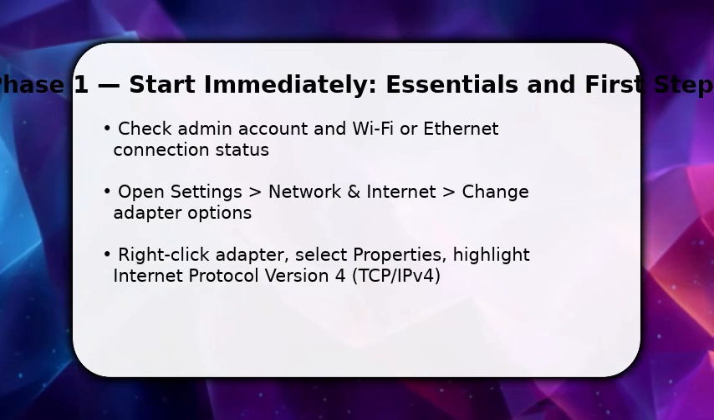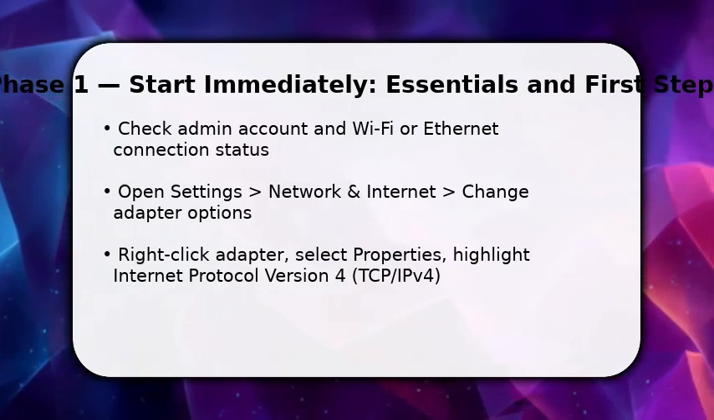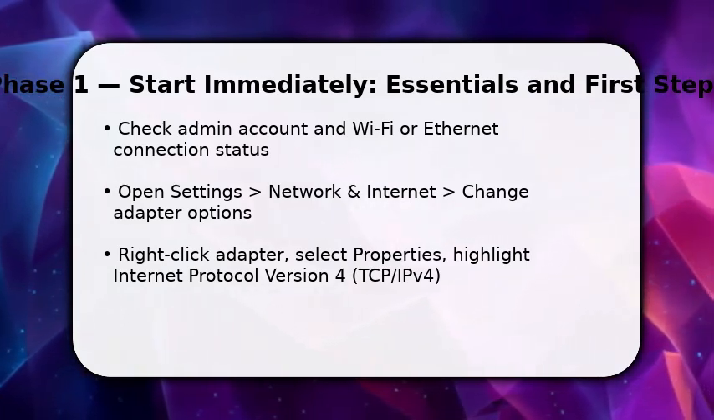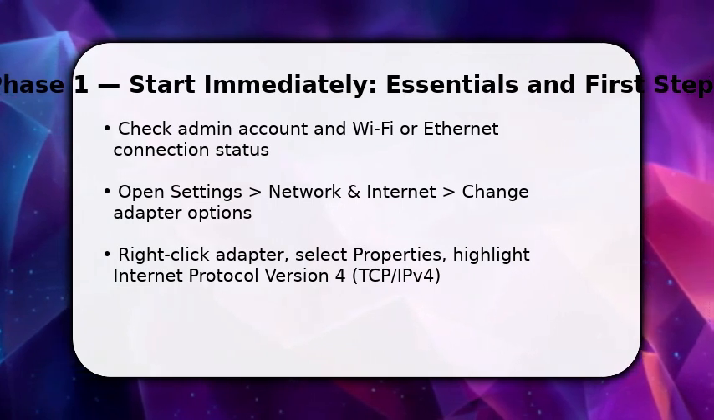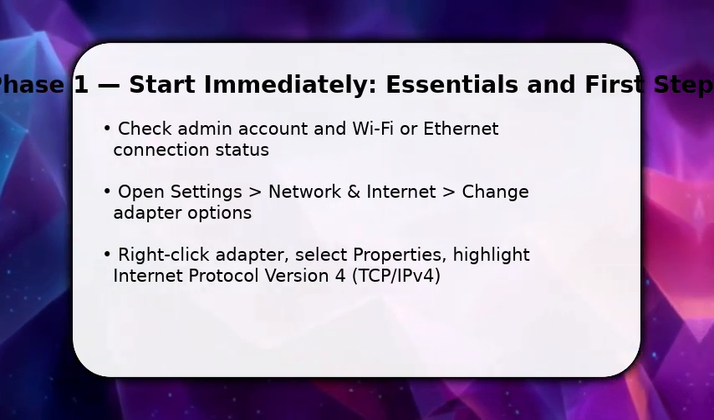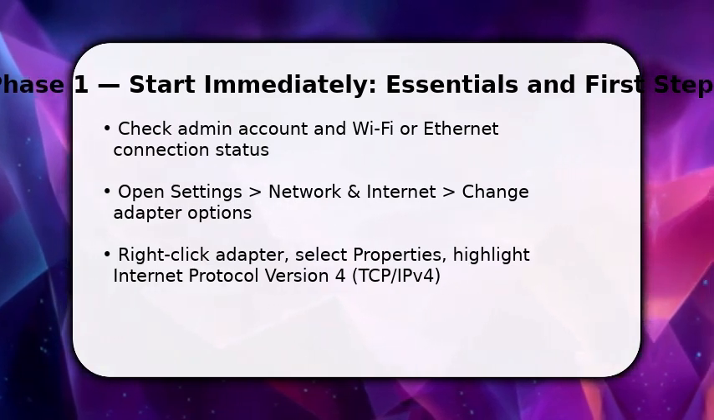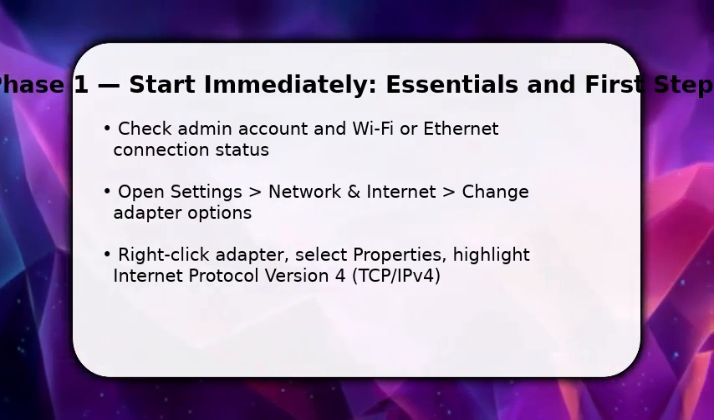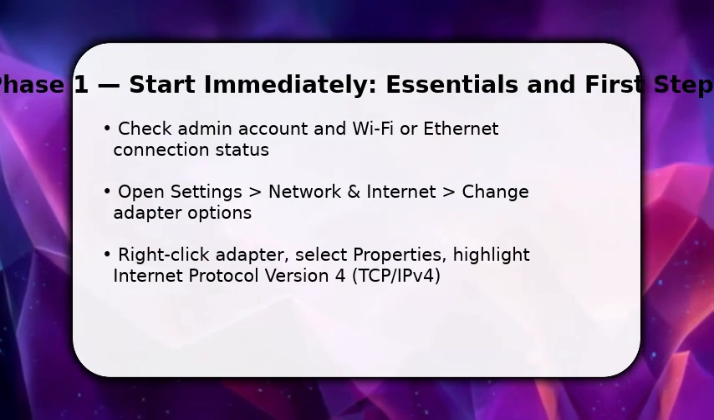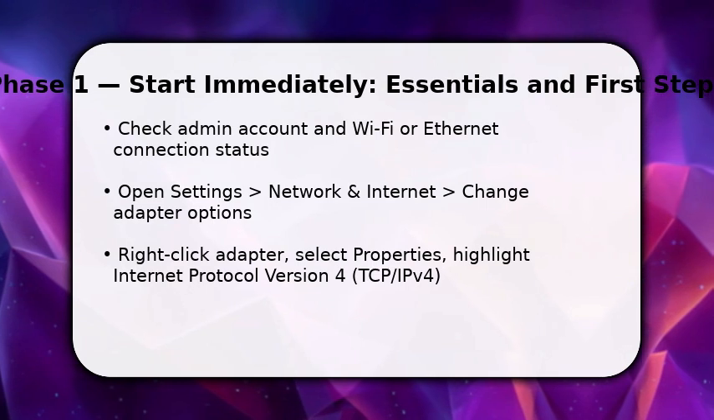Enjoy the video. You need admin access, a working Wi-Fi or Ethernet link, and the specific network adapter selected. Open Settings, go to Network and Internet, then change Adapter Options. Right-click the active adapter and choose Properties. Once done, select Internet Protocol version 4 (TCP/IPv4) and click Properties.